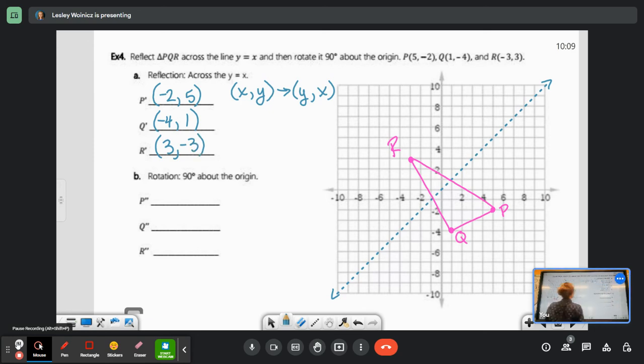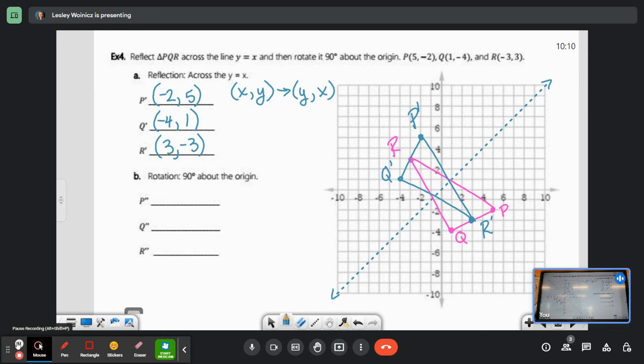Okay, let's plot those. -2, 5. That's P prime. -4, 1. That's Q prime. And 3, -3. That's R prime. Ooh, that's pretty. It's kind of like a little bow tie.